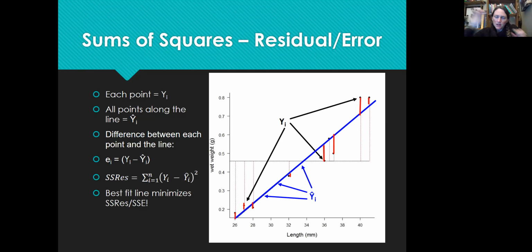So if all the points are lined up right along the line, you'd have a very small residual error. But if they're scattered really widely, then you might have higher error. So it's a measure of how well the points fit the line, basically. And the best fit line will minimize this residual error by tweaking it back and forth, rotating it until the amount of space above the line and below the line is relatively equal.